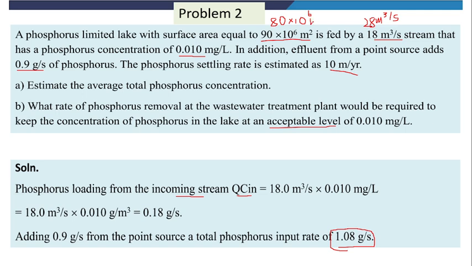So this area unit is meters. Okay. And the phosphorus concentration is the same. All the others are the same. You need to find only the average or total phosphorus concentration. Okay. Please solve it. Then I will discuss the solution.